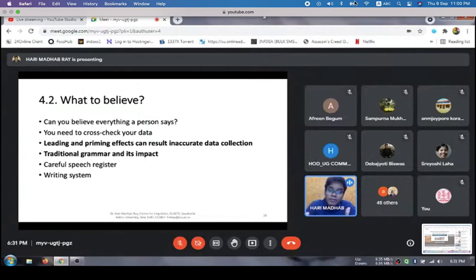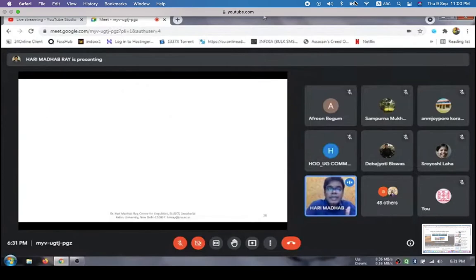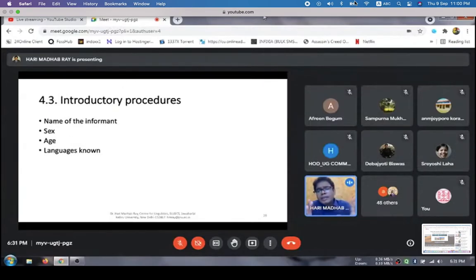So you have to be aware of some of these things, okay. Since some of you are BA students and some MA, please remember when you are collecting data from the informant, these are some of the pieces of information you need to keep in mind. You need to make note of all this.